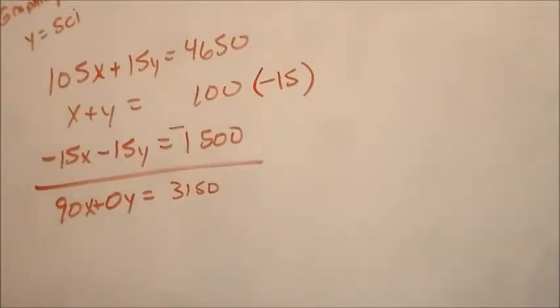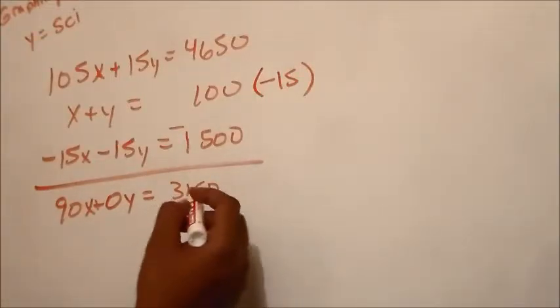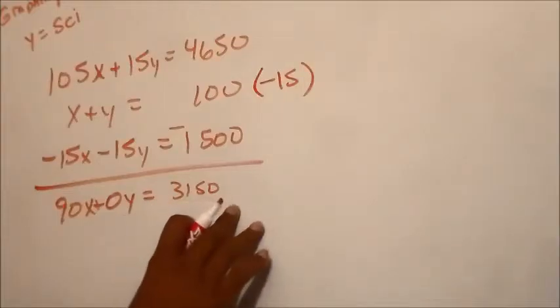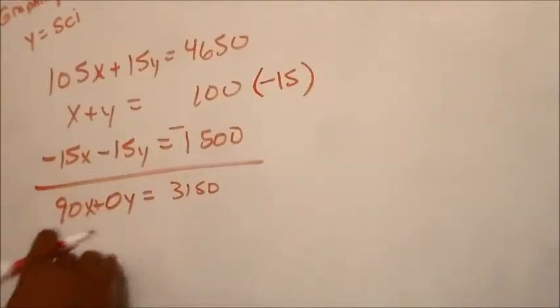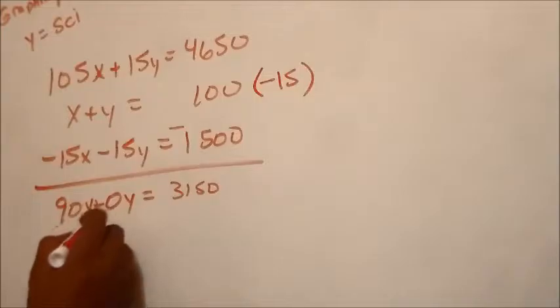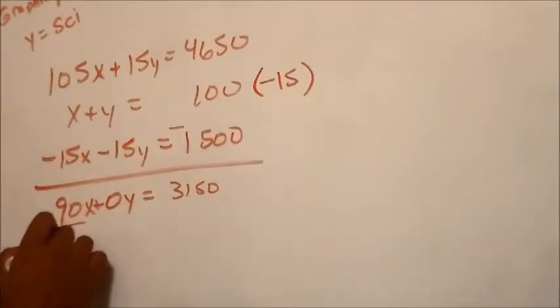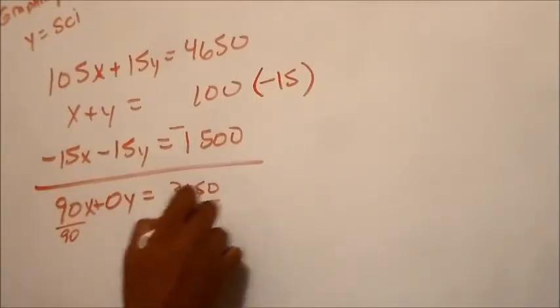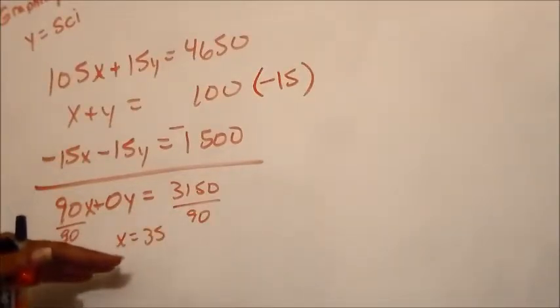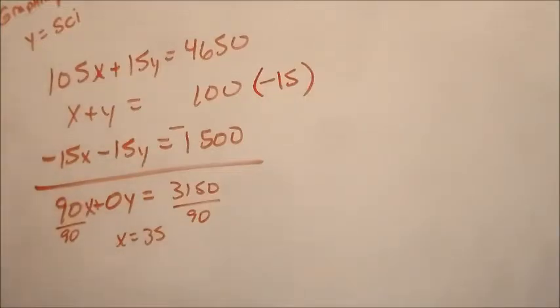Now you can take your calculator and divide 3150 by 90. And we get 35. So we divide both sides by 90, and x is equal to 35. That tells me I have 35 graphing calculators, which is x.